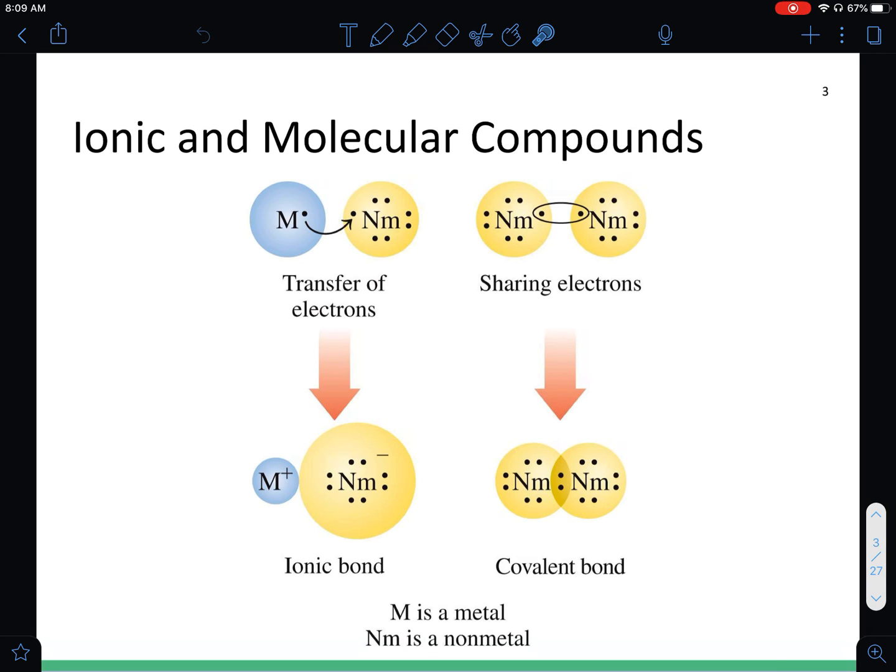For covalent bonds, our example here, we have the same nonmetal with 7 valence electrons and another nonmetal with 7 valence electrons. Each of these needs one more to be satisfied, so they are going to share the electrons that are circled. So each of them now will feel like it has 8 valence electrons and a complete outside shell, and it is satisfied. So no charges need to be written in there because no electrons were lost or gained.